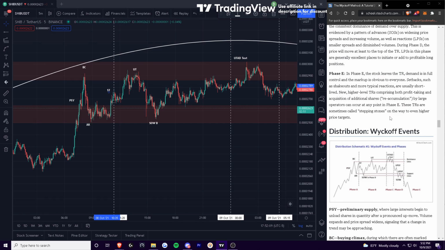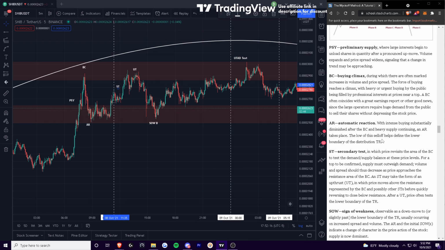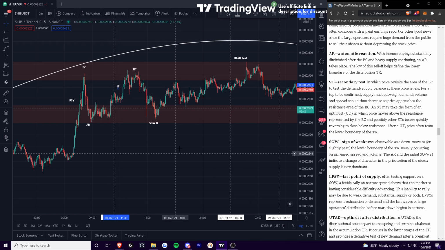Let's pull up that schematic so you can see. So secondary test, right? You come up, you test in the region. Maybe it's here. And again, it doesn't have to be exact. It doesn't have to match the schematic exactly. It's more about the idea and what's going on.